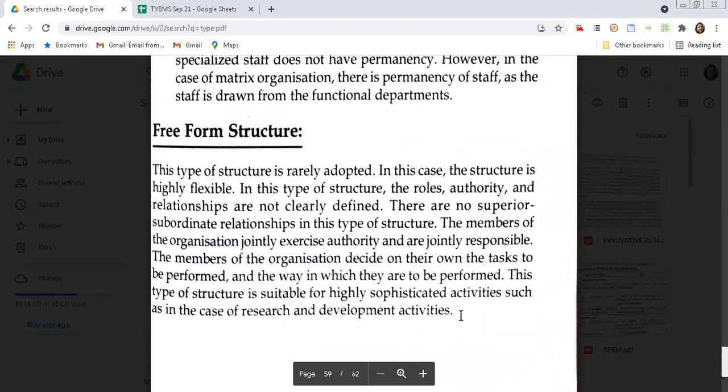This type of structure is rarely adopted. In this case, the structure is highly flexible. The roles, authority, and relationships are not clearly defined. There are no superior-subordinate relationships also. But whoever is working in this organization, they are all equally or jointly responsible for all the activities. They can decide their own task, how to perform the task, the way these tasks are to be performed, etc. This is useful for highly sophisticated activities like in the case of research and developmental activities.